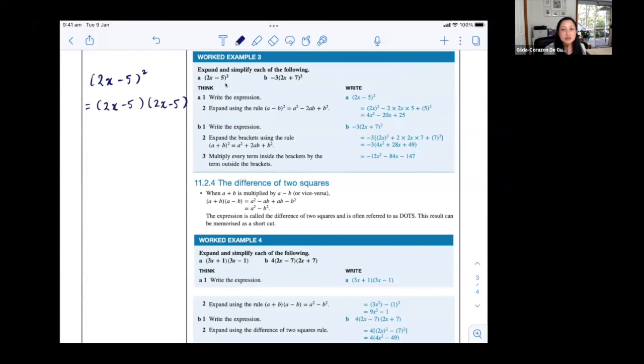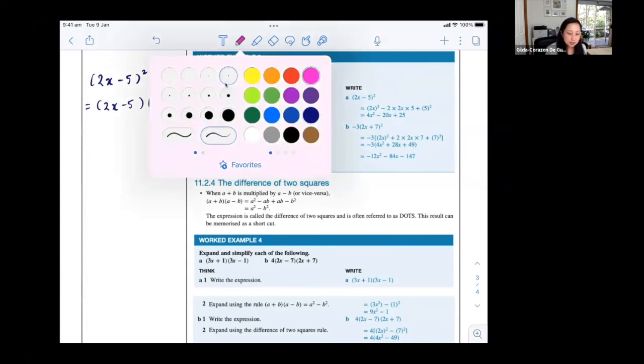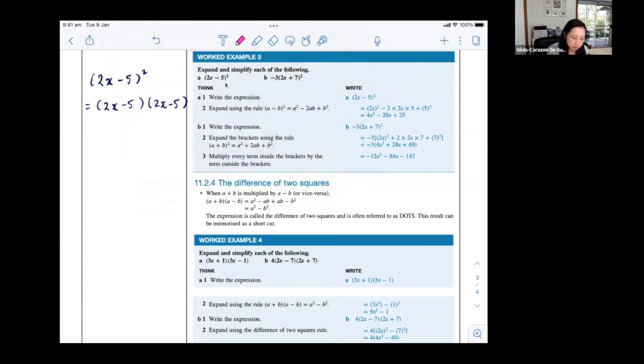And you can truly use the same method as what we were doing a while ago. You can do the box method, just to review what that was. We've got 2x here and then minus 5 here. We've got 2x here, minus 5 there, right? And what's 2x times 2x? That's 4x squared. 2x times negative 5, you get negative 10x. 2x times negative 5, the same thing, negative 10x. Negative 5 times negative 5, you get 25.